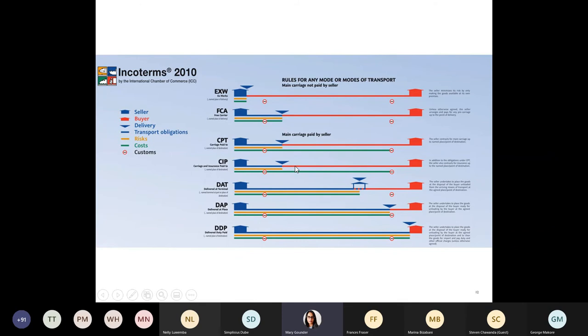Carriage and insurance paid to. Here you are paying for insurance to delivery, but that risk still passes at the first carrier. That's where things start to get complicated, where you're paying for something such as the insurance. You may buy insurance on my behalf because I'm not in Zambia to get the insurance. So you may say, okay, we use CIP and I'll pay for the insurance. Ultimately I'm paying you to get my insurance, but I don't know what kind of insurance you're getting. So that is another risk that I'm taking, but it's not your risk. It's my risk from the time it gets to the transporter.